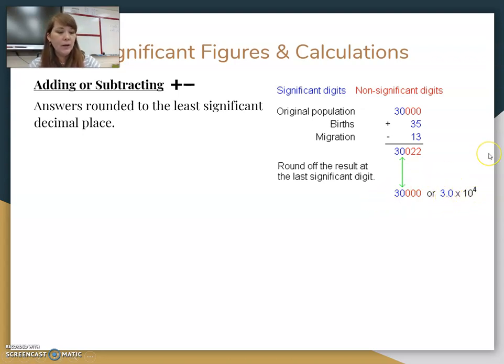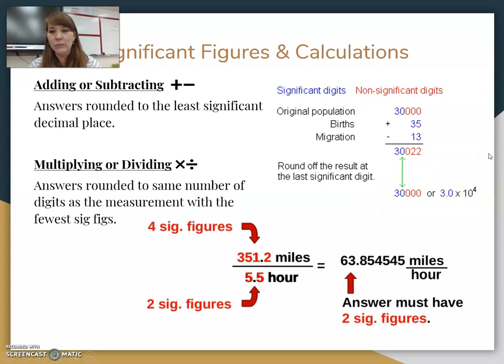All right. So what about multiplication and division? I think it's actually a little easier. So with this one, your answer is going to be rounded to the same number of digits as the measurement with the fewest sig figs. So in this one, I'm dividing 351.2 miles by 5.5 hours. This one has 4 sig figs. This one has 2 sig figs.